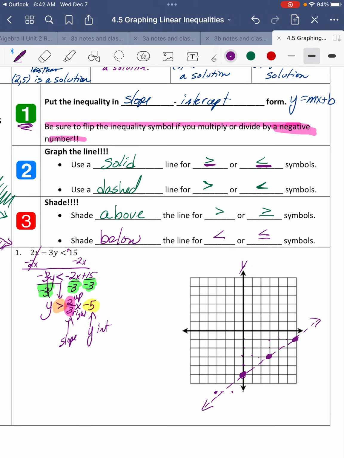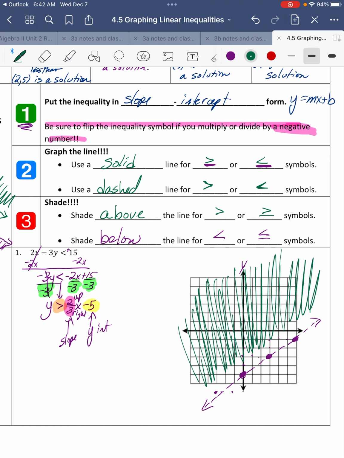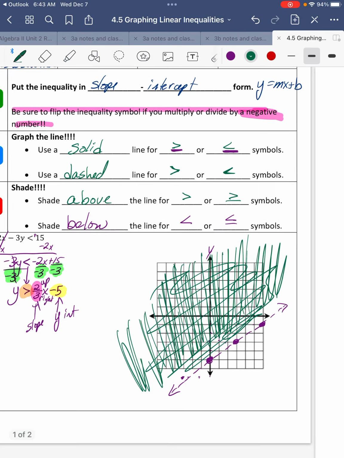All right, now we're going to go, are we shading above or below? Well, it is greater than, so greater than means shade above. So we're going to go, what is above? If you see, my shading is above the line. That is greater than. It means any coordinate inside of the shaded area is a solution. On the line is not, because it's a dashed line. It is not equal to.